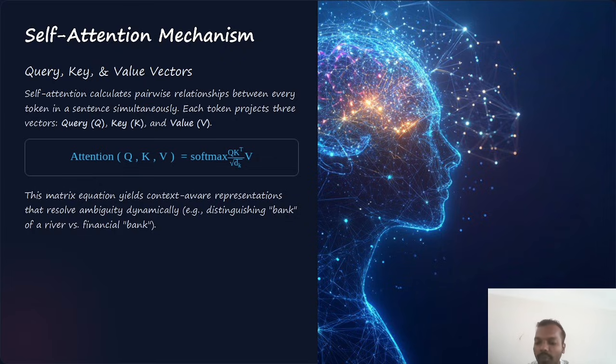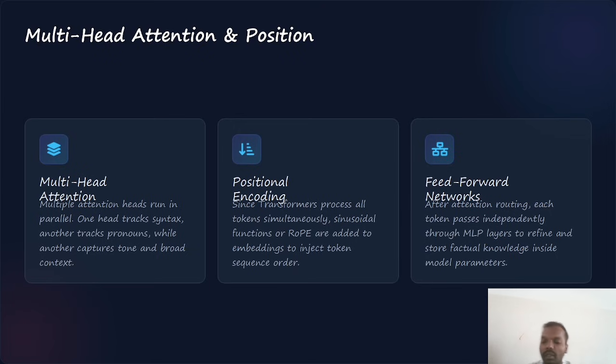A query: what am I looking for? A key: what features do I contain? And a value: what information do I carry? By taking the dot product of query and key vectors and scaling them with softmax, the model mathematically calculates how much weight bank should place on river.